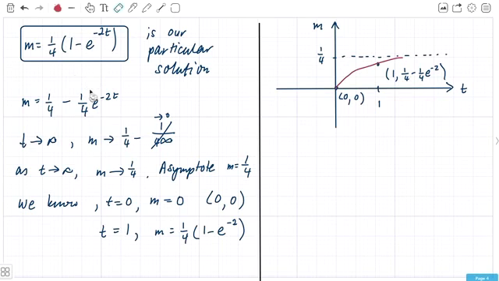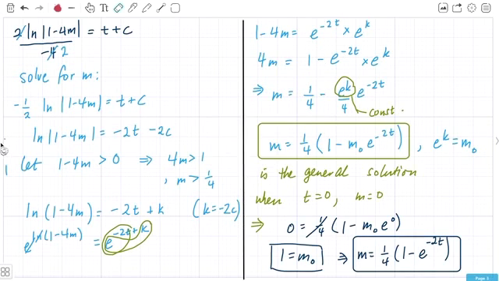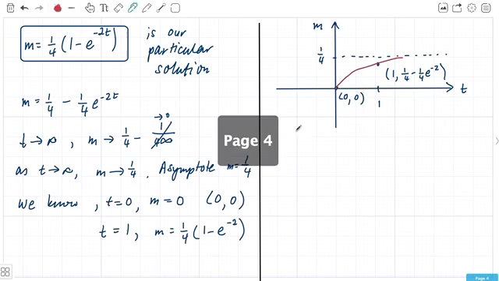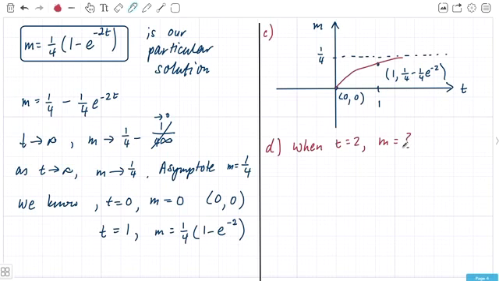All right. So that's the type of graph we have for this situation. That's our graph of m equals 1/4 of 1 minus e to the negative 2t. And the last part of this question asks us, how much isotope is there after 2 years? So that's when t equals 2. So when t equals 2, what does m equal? We can substitute that in. So we've got m equals 1/4 of 1 minus e to the negative 2 times 2, so m equals 1/4 of 1 minus e to the negative 4.